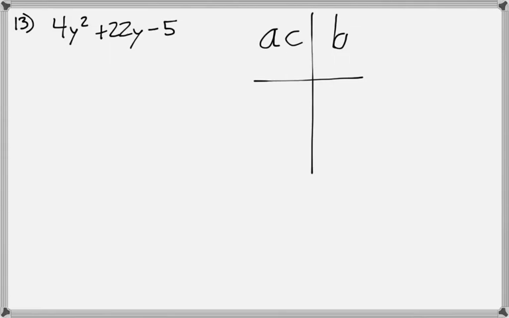So AC would be 4 times negative 5, which is negative 20. And B would be positive 22. So I need two numbers that multiply together to be negative 20, but add to be 22. So that would be, let's try negative 1 and 20.